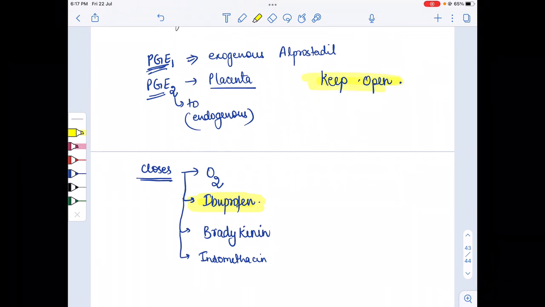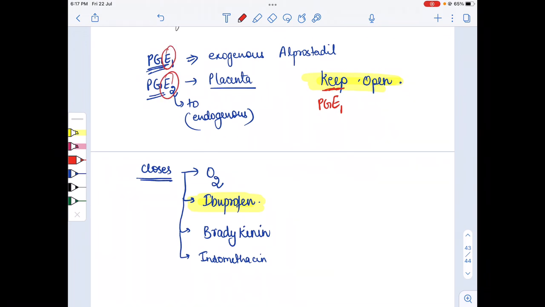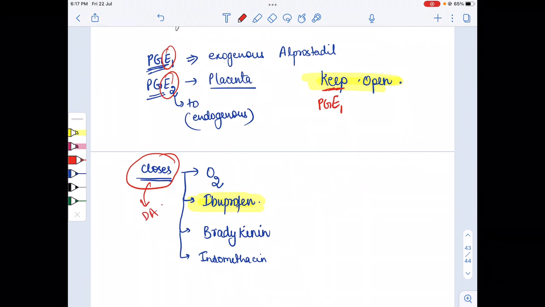So we can remember it like keep open. Keep open by prostaglandin. Prostaglandin keeps it open. In the word keep we have EE, which means PGE. So this E stands for keep. So keep open the ductus arteriosus is PGE1, PGE2, and oxygen, ibuprofen, bradykinin, indomethacin, these all help to close the ductus arteriosus. So that's all for the fetal circulation.